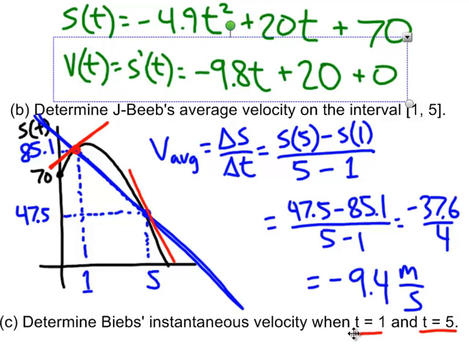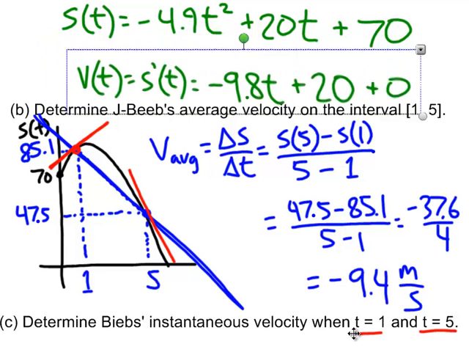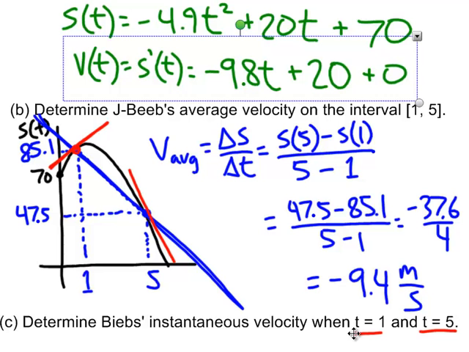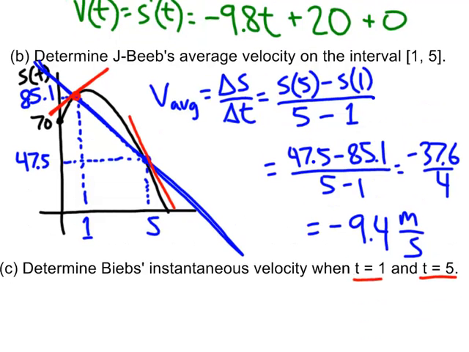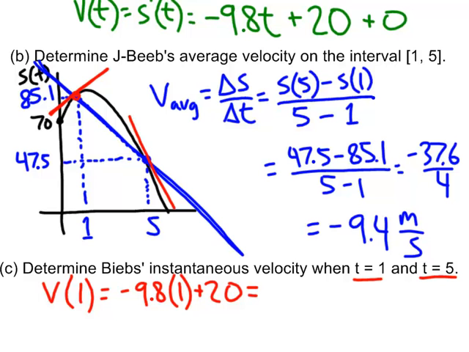We're going to use this answer from part A, this velocity equation, to answer part C. I'll leave it so I can still see both on the screen, with that equation just on the upper edge of the screen. I'm going to write v of 1 equals negative 9.8 times 1 plus 20. And that's going to equal, let's see, 10.2, right?